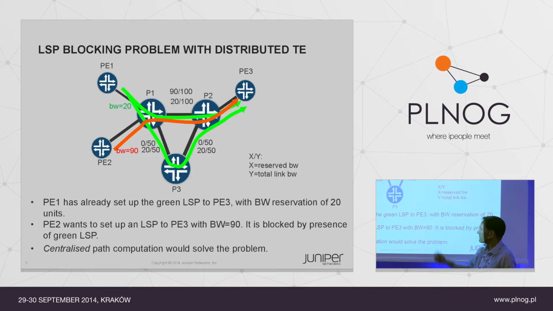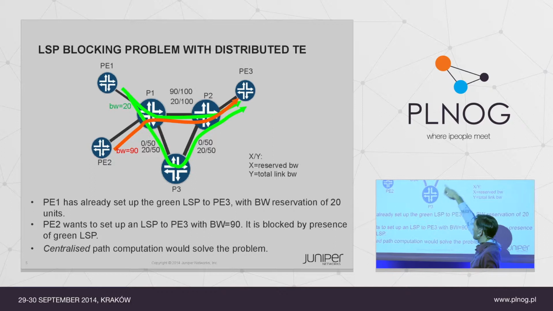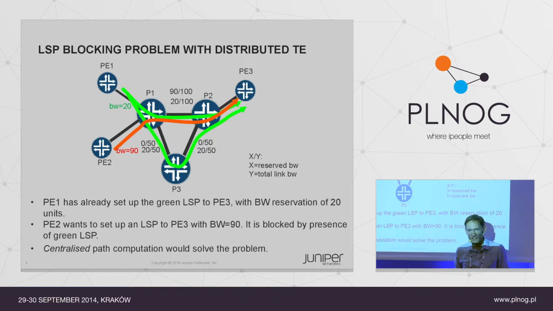Placement of that LSP is blocked by the presence of the green one because there's only 80 units of bandwidth available between P1 and P2. And on these other links, on this part of the triangle, there's only 50 units of bandwidth available anyway. And so this 90-unit LSP is completely blocked from being set up.